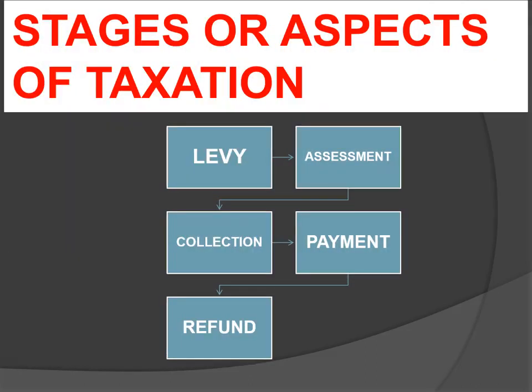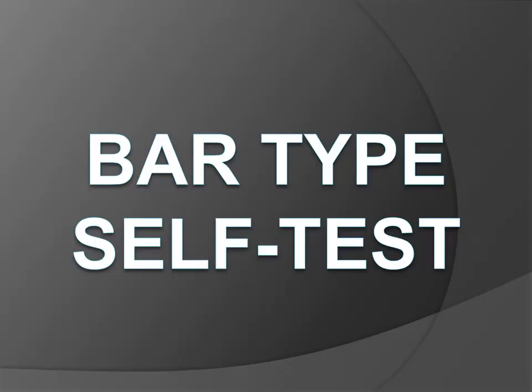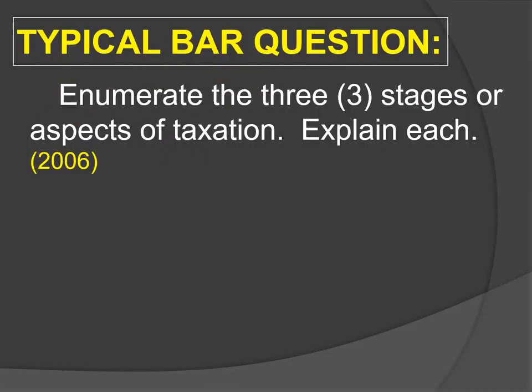So first you have levy. We explained what is the meaning of levy. Then you have assessment, payment, collection, and finally refund. So what question has been asked here? It's an objective type. But the objective type was asking only for 3 stages. It was not asking for more, only 3 stages. So write only 3 stages, specifically here, you write levy, assessment, collection, and payment.